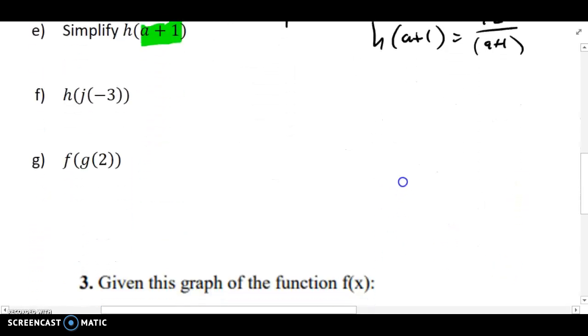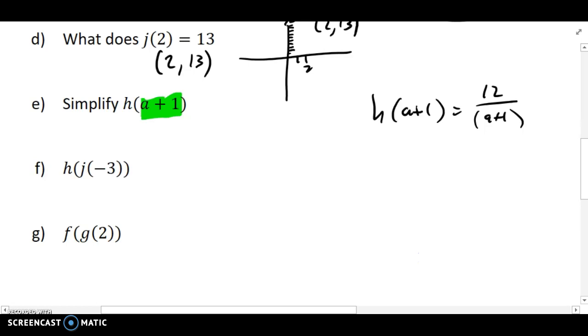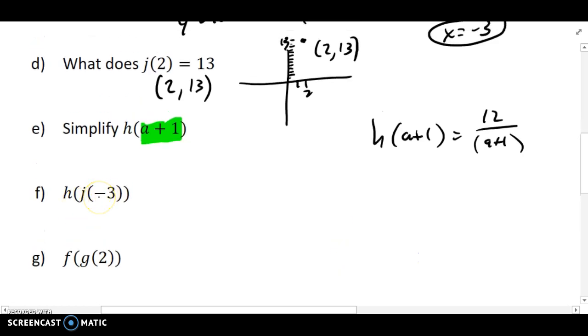So f and g are the main reasons why I'm going over this, because you do see a lot of this on standardized tests. There's a couple ways we can do this. We have some experience doing this. So we're going to do this side first.